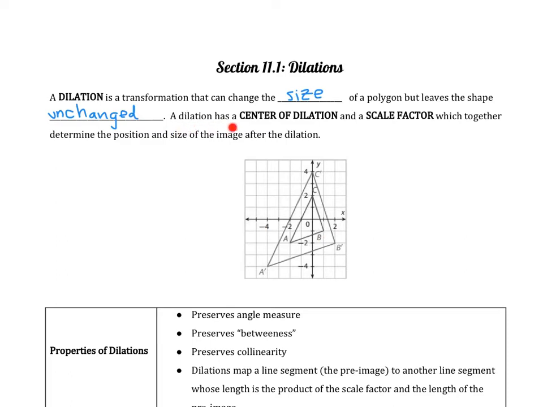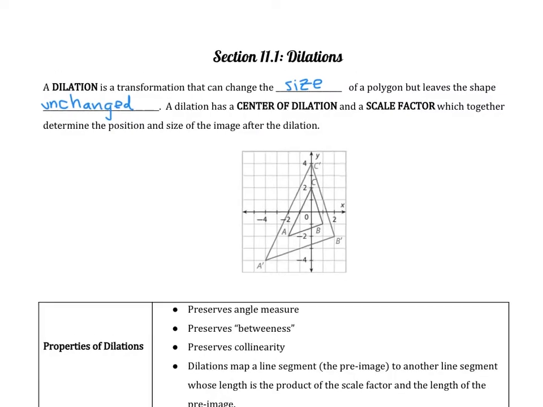So every dilation has what's called a center of dilation and a scale factor. So it tells you where to zoom in and out around, that's the center, and then the scale factor tells you how much to zoom in or out. And together you can use these to determine the position and the size of your image after the dilation.